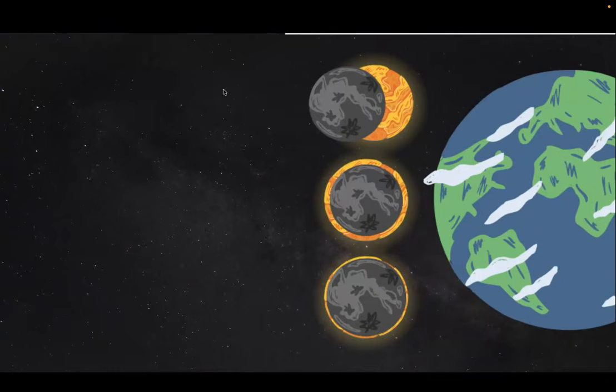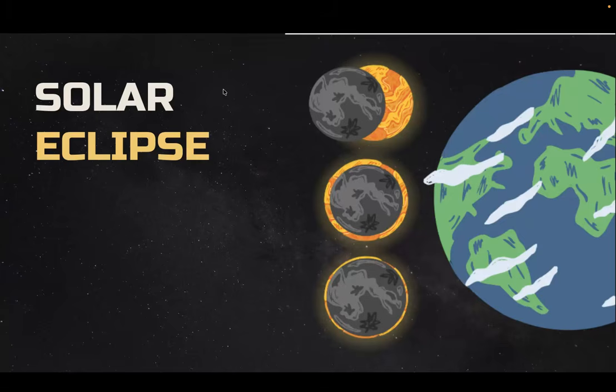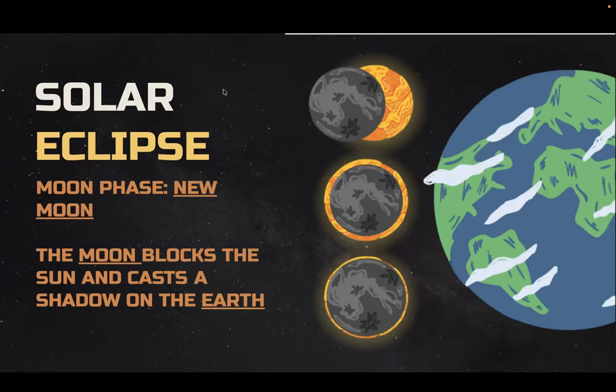All right, moving on to our solar eclipse. A solar eclipse can only happen during a new moon phase. So you're going to write new moon on that line. We're at the second half of this page. A solar eclipse happens when the moon blocks the sun and casts a shadow on the Earth. So now it's the opposite. Now instead of the Earth being in between the sun and the moon, the moon is in between the sun and the Earth.